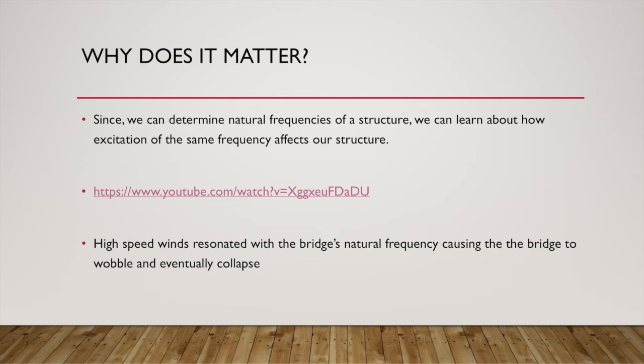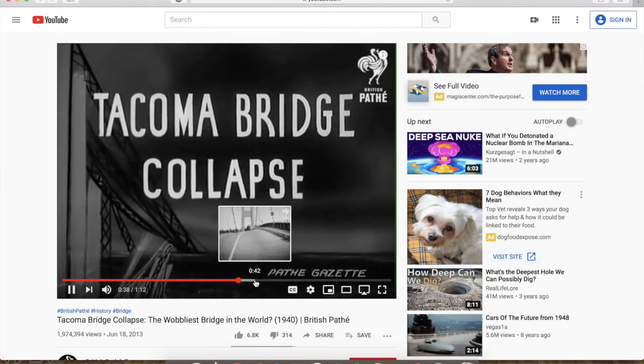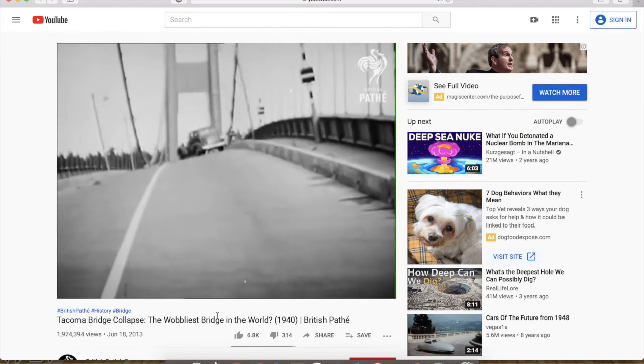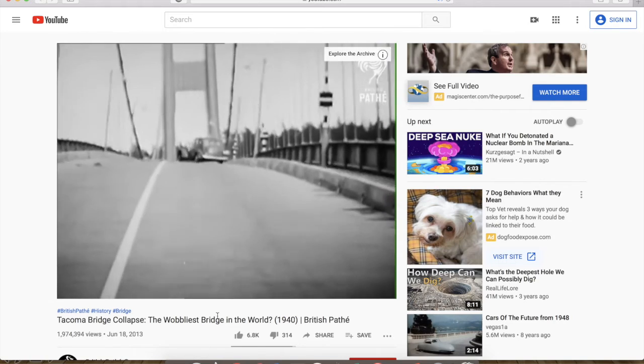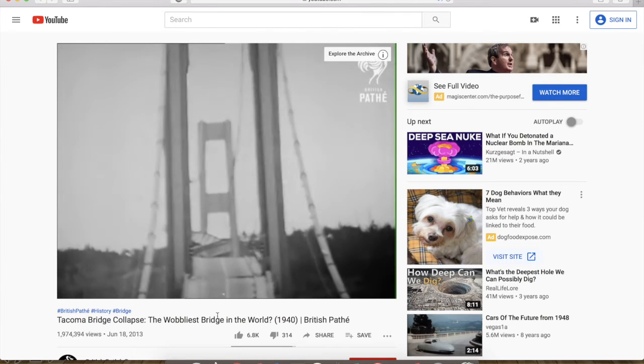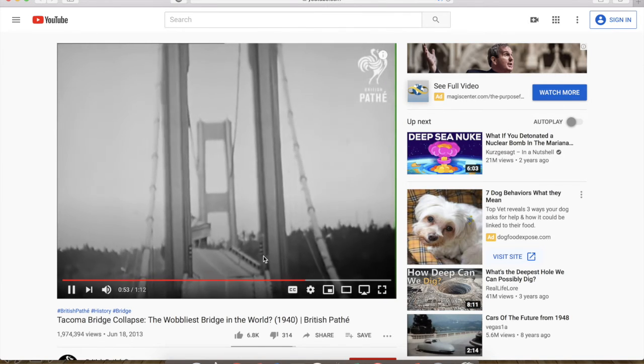So why does it matter? Since we can determine natural frequencies of a structure, we can learn about how excitation of the same frequency affects our structure. So just to demonstrate, I want to show you guys this YouTube video of Tacoma Bridge. So you can see the bridge wobbling, and you can see some cracks are starting to form.